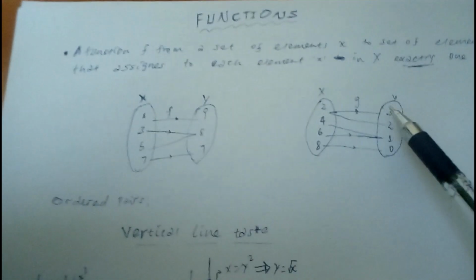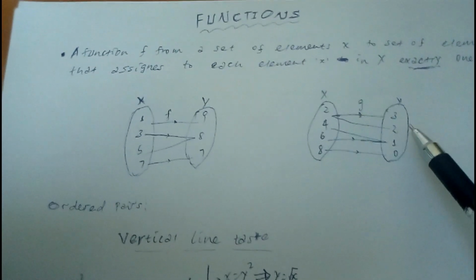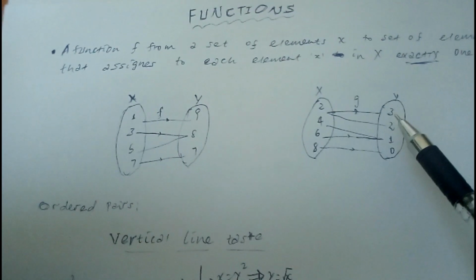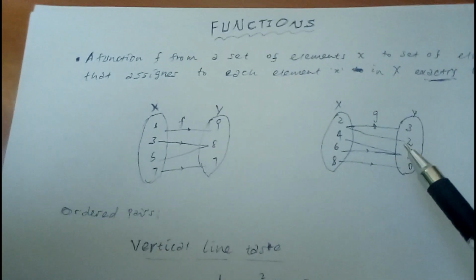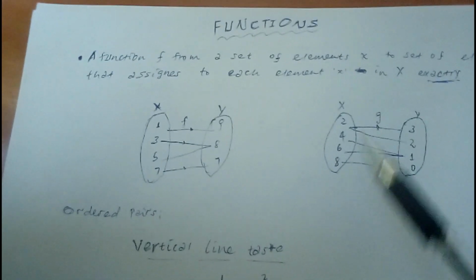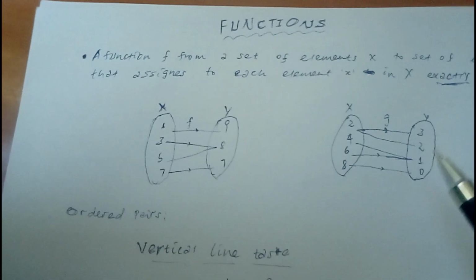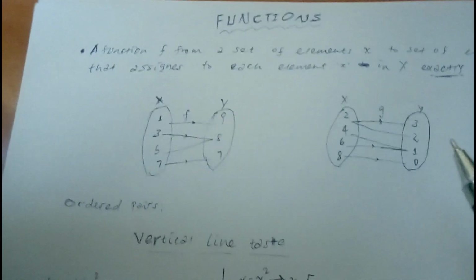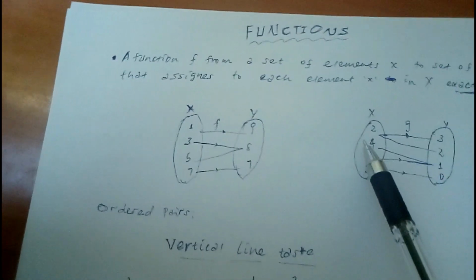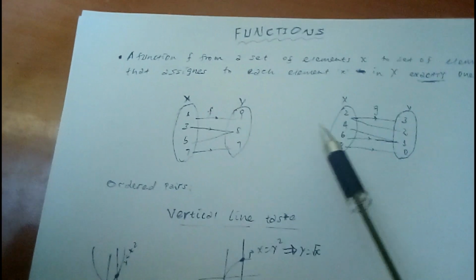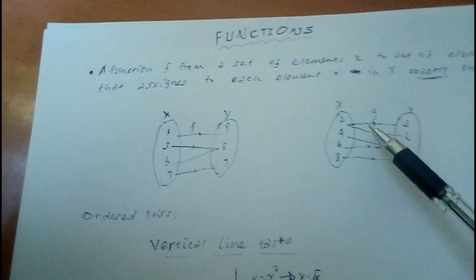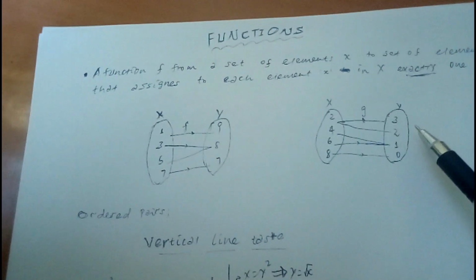But here, 2 is assigned to 3 and to 2 at the same time. Are you looking? 2 is assigned to 3 and 2 is assigned to 2. This clashes with the definition. A function is a rule that assigns each element of X exactly one element of Y. So this one is not a function, but the one above exactly matches the definition. It fails because the element 2 of X is assigned to both 3 and 2 in Y.